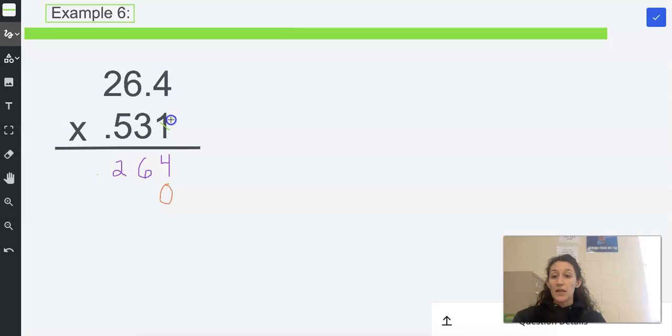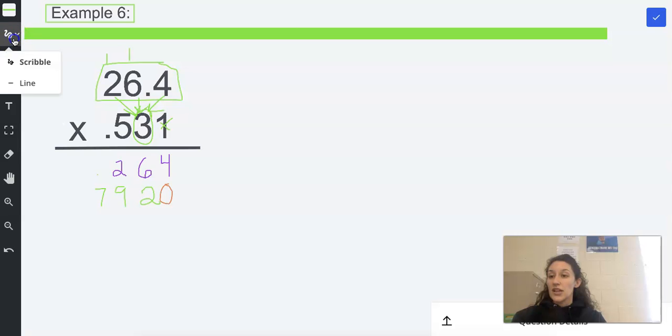I'm finished multiplying by 1, and now I'm multiplying by 3. I'm multiplying all of these digits at the top by 3. So I start by multiplying 4 by 3 and I get 12. So I place a 2 here and carry the 1. Then I multiply the 6 times 3, which is 18, plus 1 gives me 19. I place the 9 here and carry the 1. Then I multiply the 2 times 3, giving me 6, and then I add 1, which gives me 7.